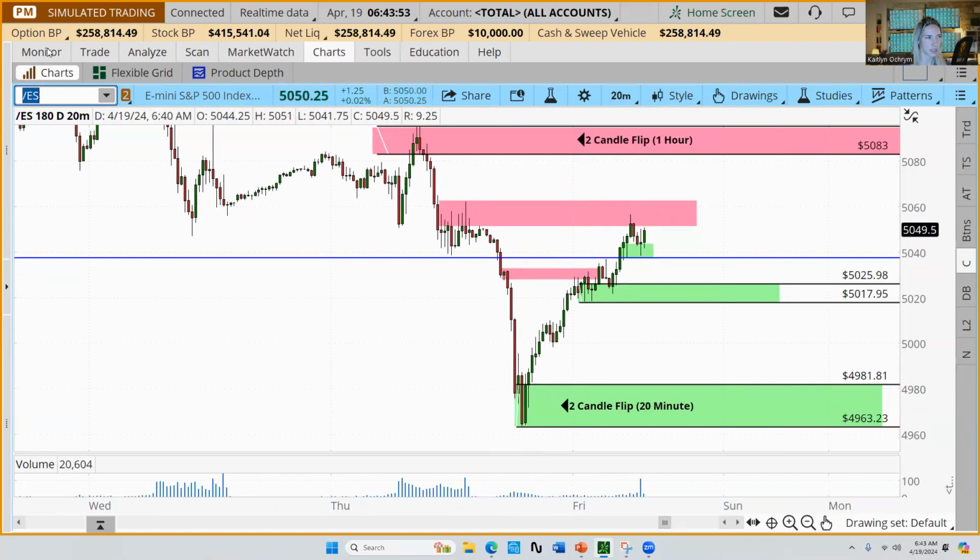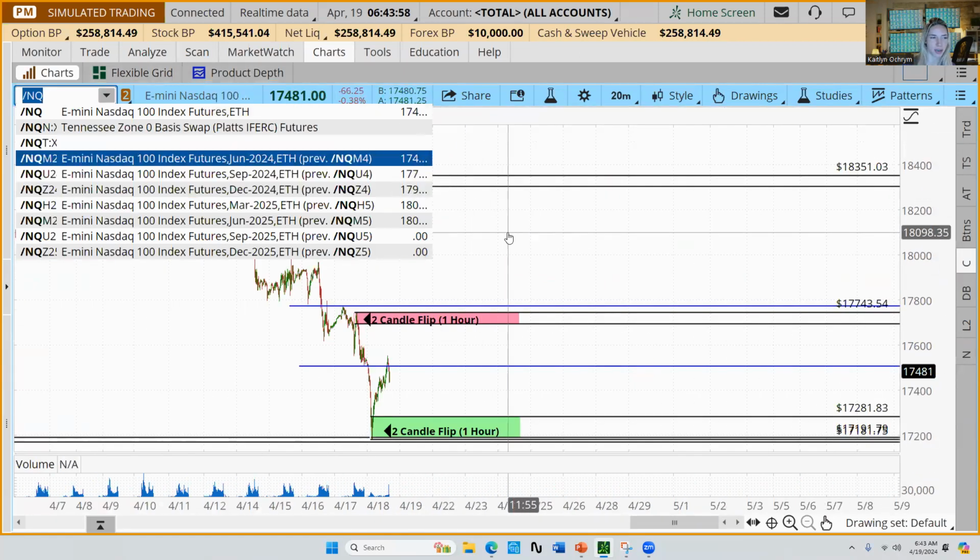So that's the S&P. Let's go to the other equity indexes. And if there's anything that you guys are looking at, let me know as well.